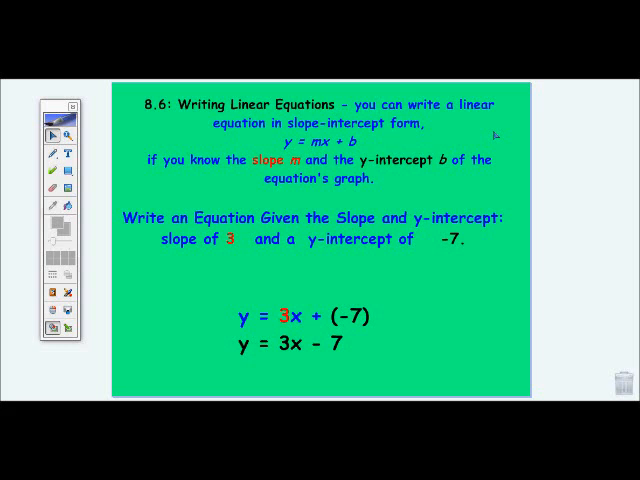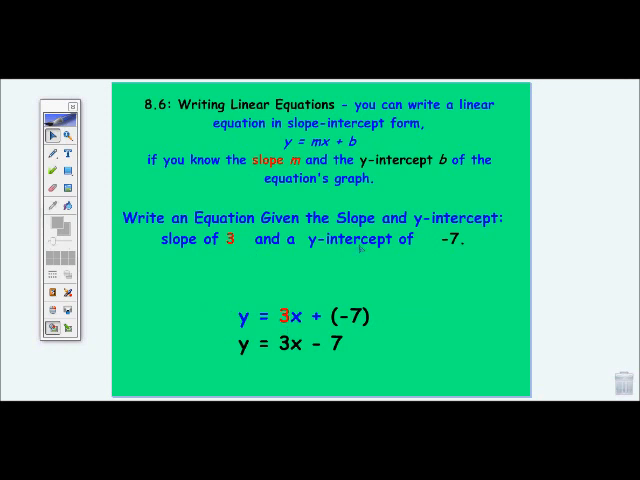For 8.6, we will be writing linear equations. Now that you understand what a linear equation is, you can write it with a few values given. If you know the slope, m, and the y-intercept, b, of the equation's graph, you can go ahead and write the equation in slope-intercept form or make it a linear equation.